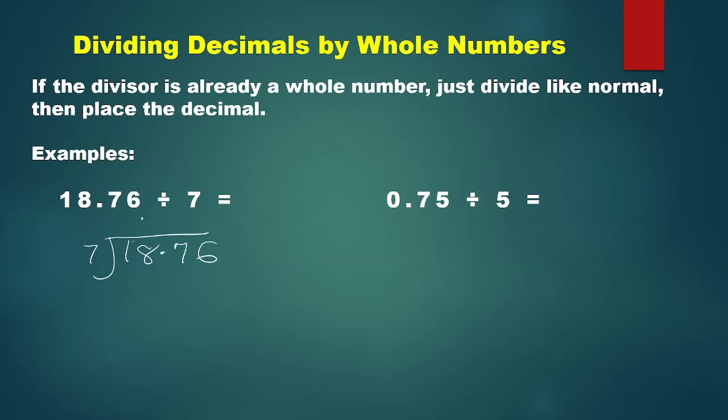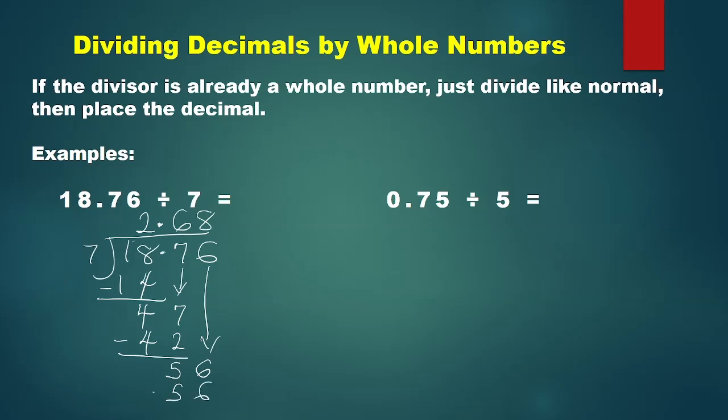18 divided by 7 is 2. 2 times 7 is 14. If I subtract, I'll have a 4. Don't forget to place your point at the top, then bring down 7. 49 divided by 7 is 7. 7 times 7 is 49. If I subtract, I'll have 0. Then I'll bring down my 6. 56 divided by 7 is 8. And 8 times 7 is 56. Then if I subtract, I now have zeros. So the answer to this question is just simply 2.68. Let's take the second example.